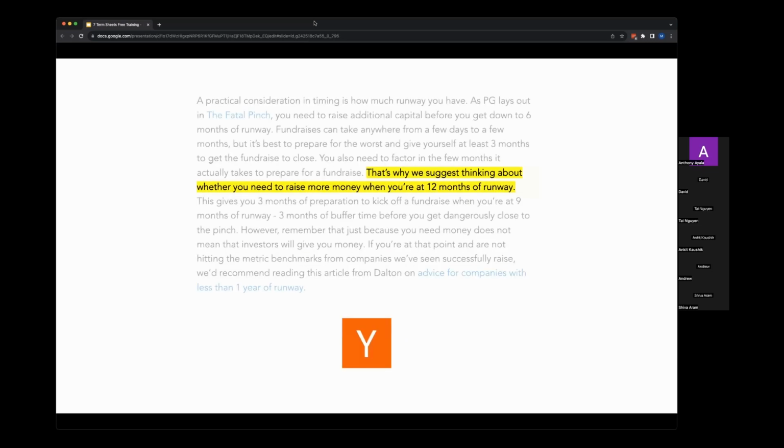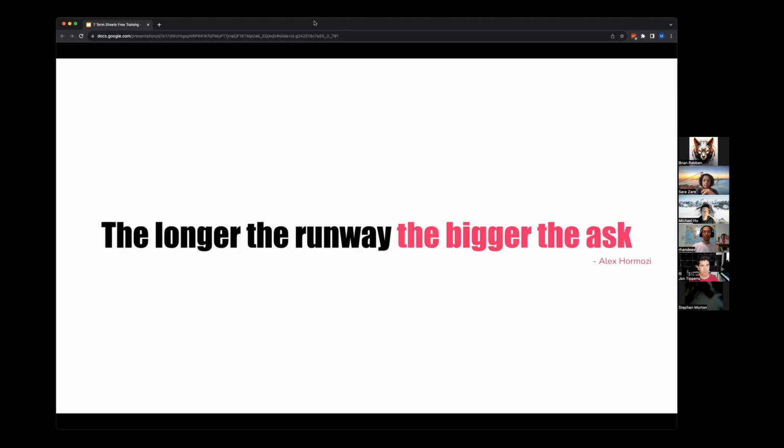It's one of the reasons why YC suggests that you start thinking about your need to raise money when you're 12 months out of runway. They call it avoiding the fatal pinch, because when you get too close, you lose a lot of your negotiating power because you're just too close to the wall.